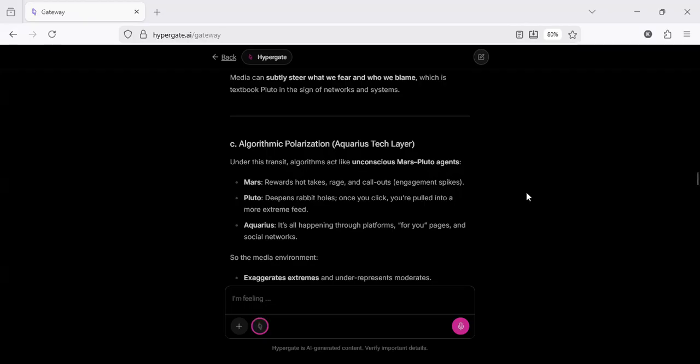Pluto: rabbit holes. Once you click on it, you're pulled into a more extreme feed. Aquarius: it's all happening through platforms, for-you pages, and social networks.